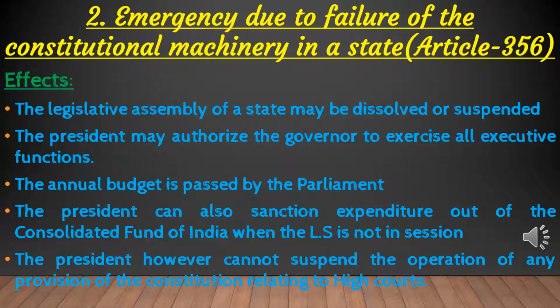Effects of constitutional breakdown in a state. Number one, the legislative assembly of a state may be dissolved or suspended. Parliament exercises the power of the state legislature. Second, the President may authorize the Governor to exercise all the executive functions in a state. Number three, the annual budget is passed by Parliament instead of the state legislative assembly.